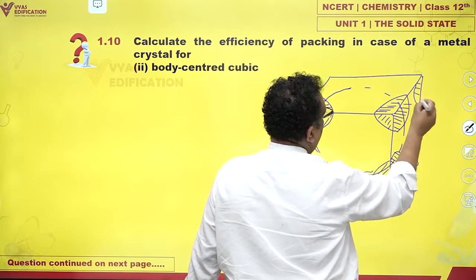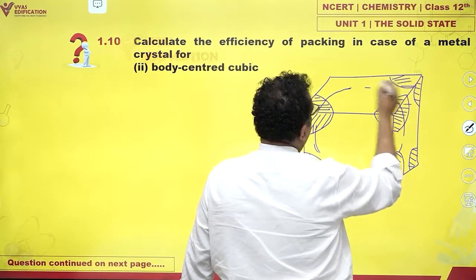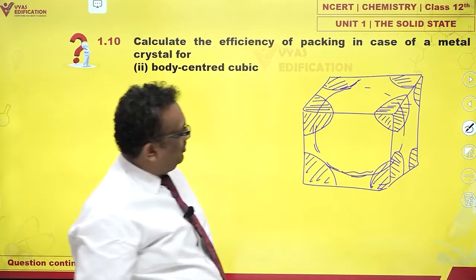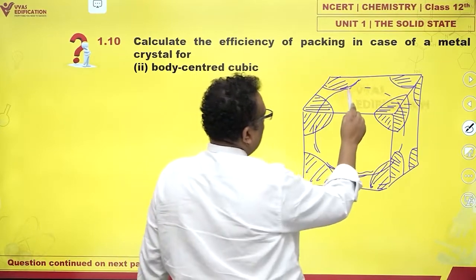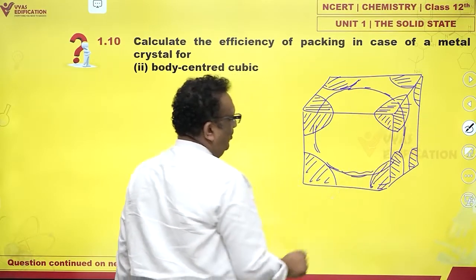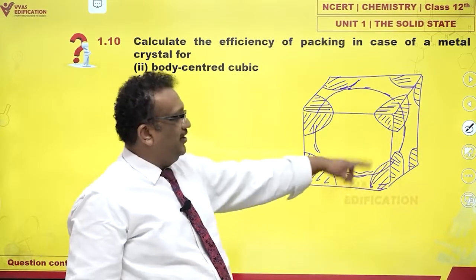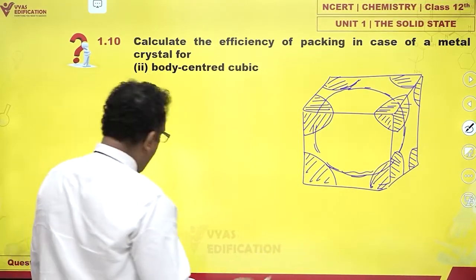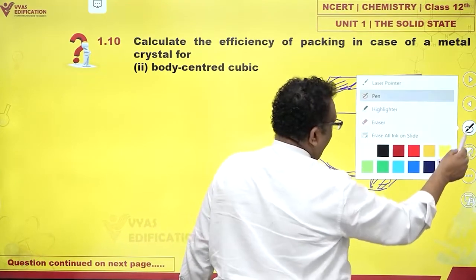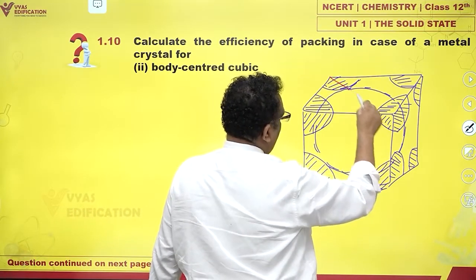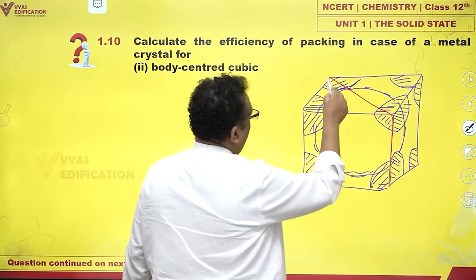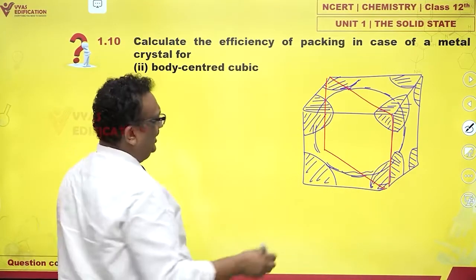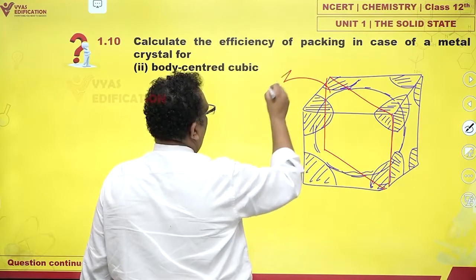Please note, all the corner atoms are actually touching the central atom. Corner atoms are touching the central atom and they may not touch each other. In fact, they would not be able to touch each other. Okay, so what does that mean? It means that if I make a section like this, if I just cut away one portion like this, can I do that? I can. And if I do that, what would I get?